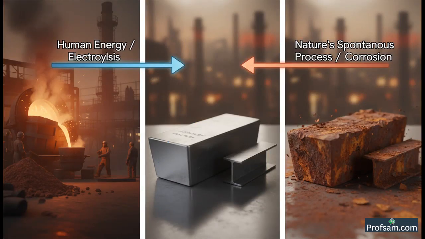Here is a very good way to think about it. We use a lot of energy in big factories to extract pure metals from their ores. So we are basically forcing these metals into a high-energy, unstable state. Corrosion, then, is simply nature's way of reversing our work. It is the metal trying to go back to its natural, more stable, oxidized form, like iron ore.